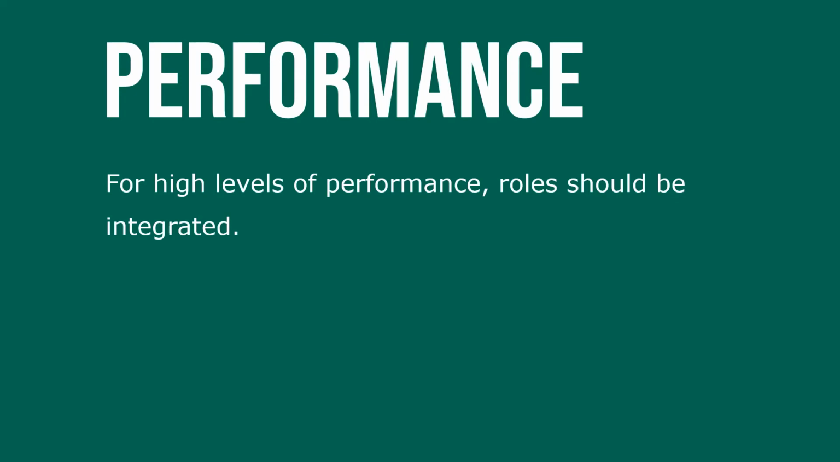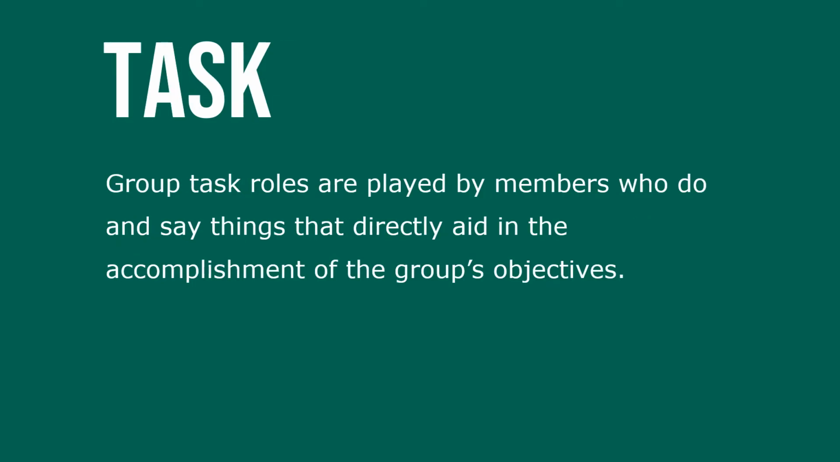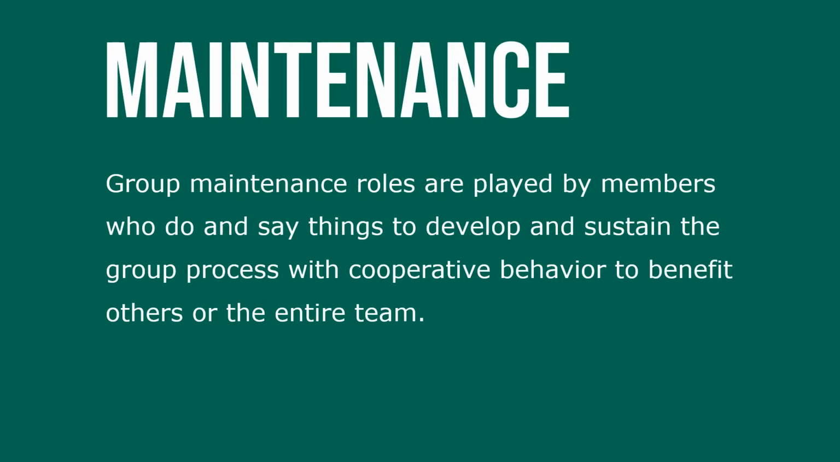For high levels of performance, roles should be integrated. The three primary group roles are group task roles, group maintenance roles, and self-interest roles. Group task roles are played by members who do and say things that directly aid the accomplishment of the group's objectives. Group maintenance roles are played by members who do and say things to develop and sustain the group process with cooperative behavior to benefit others or the entire team.